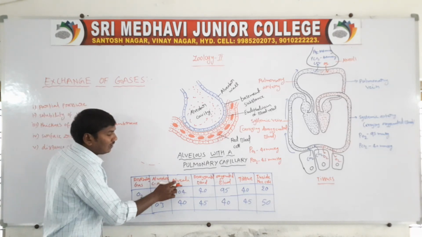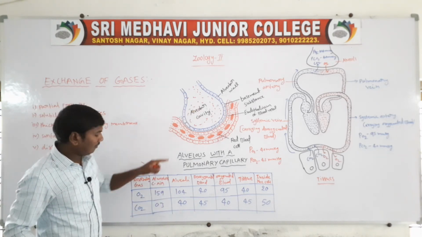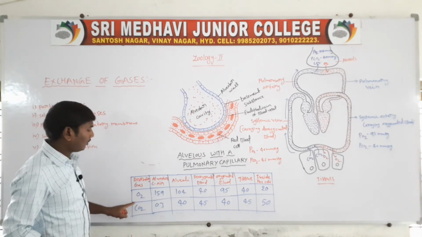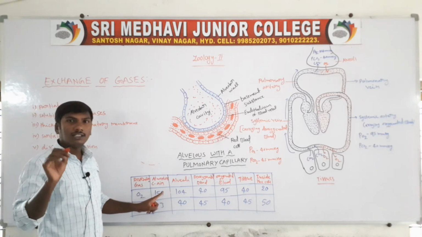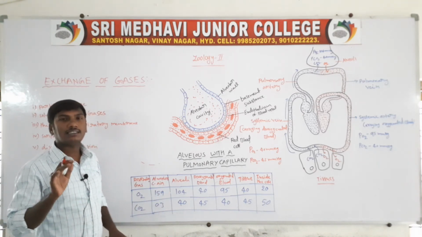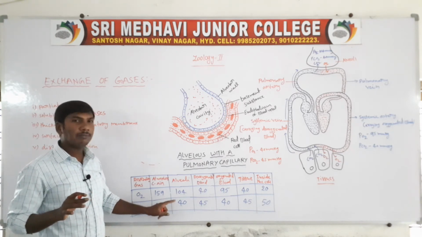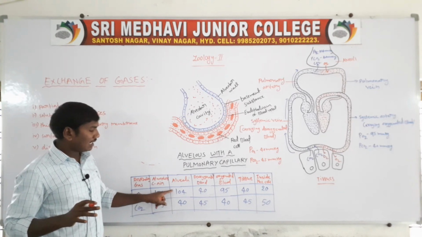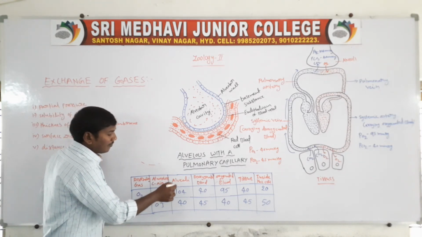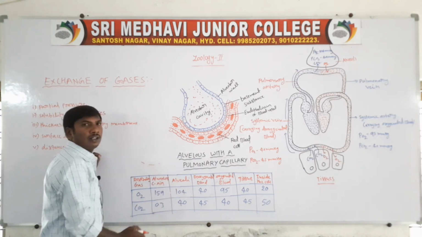Next one, alveoli. In the alveoli, the O2 pressure is 104 mmHg, and the CO2 pressure is 40 mmHg. So they are the high concentration and the low concentration, and the gas is moving from the alveoli to the blood vessels.